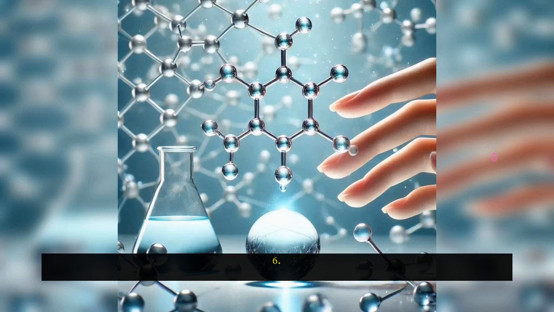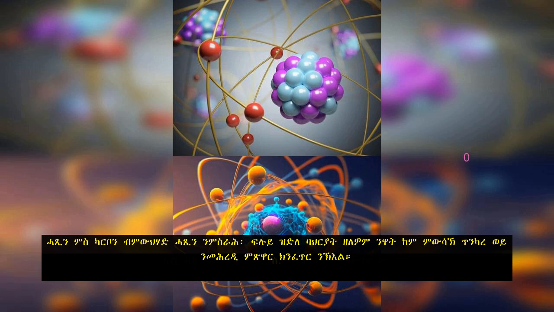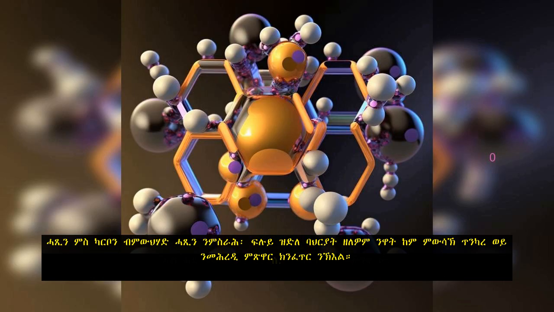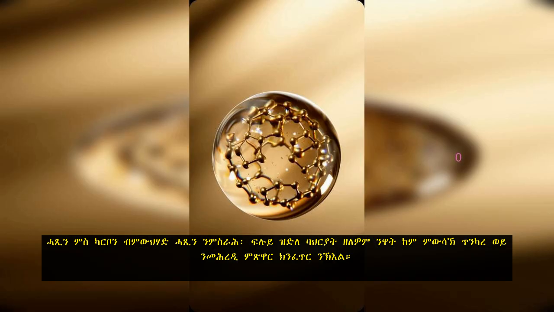6. Material science. Atomic structure directly influences the properties of materials, from their strength to their conductivity. Alloys. By arranging different atoms in a specific pattern, e.g., combining iron with carbon to make steel, we can produce materials with specific desired properties like increased strength or resistance to corrosion.